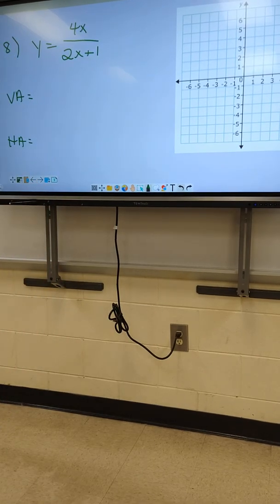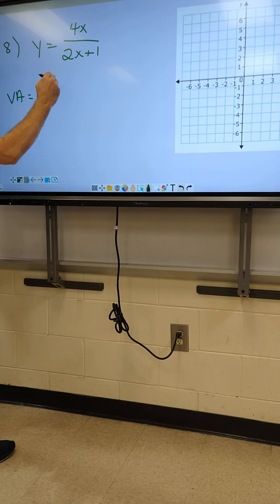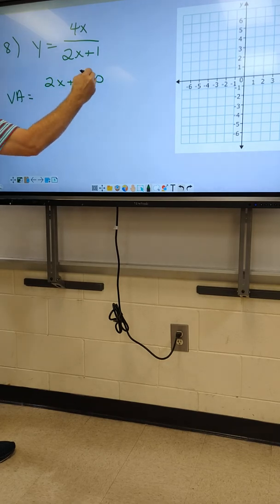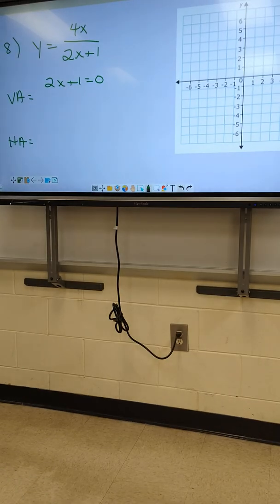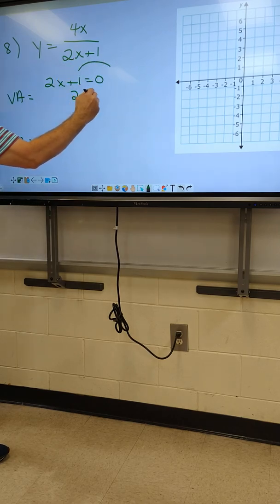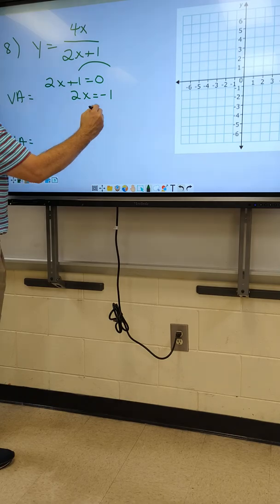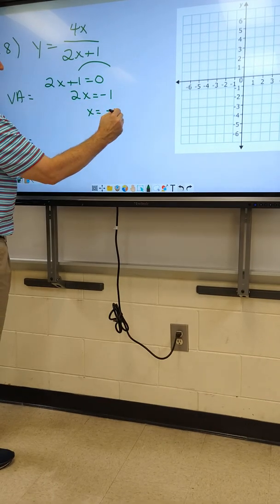So 8, are y'all ready? All right, so to find the VA, we do it the same way we've been doing it. You set the bottom equal to 0. Some of you guys are getting stuck here. All right, what do I move over? Positive 1, move it over to negative 1. All right, so now we divide it. Somebody divide negative 1 divided by 2. Tell me what you get. Negative 0.5. Okay, negative 0.5.